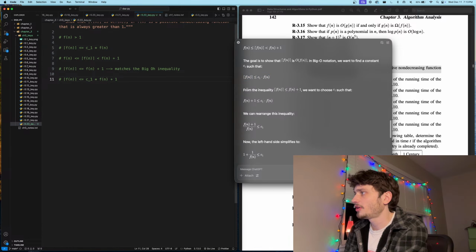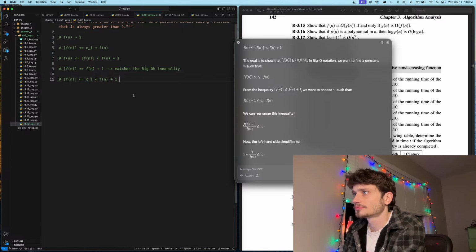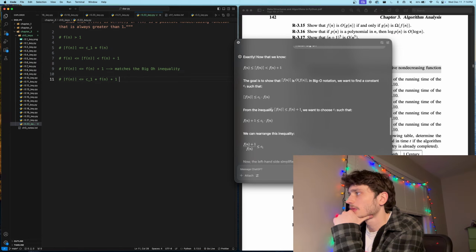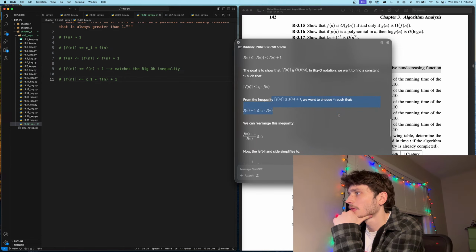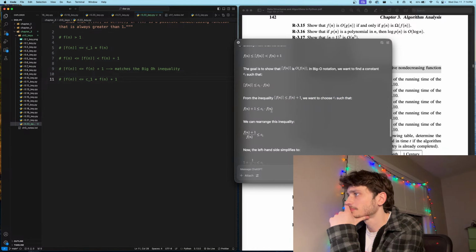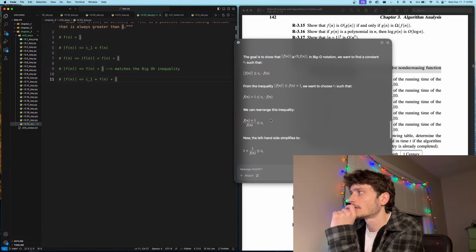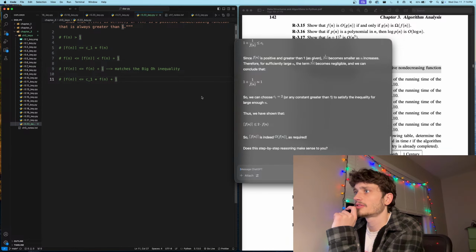So the goal is to show this. So from the inequality, we can see that we can rearrange this inequality to, but how did they get to this? So we're f of n plus 1. What? Where are they getting this stuff from?